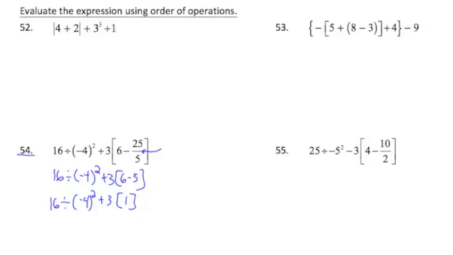Okay, now I have division, addition, and multiplication. I also have an exponent, so I want to do that exponent next. And notice there's parentheses around the negative 4, so that means off here on scratch work that I'm going to take negative 4 times negative 4, which is going to give me a positive 16. So I'm going to go ahead and put that positive 16 in there.